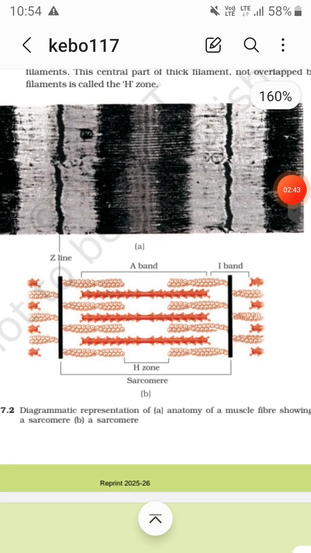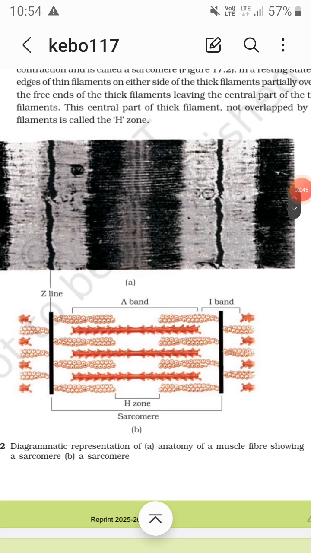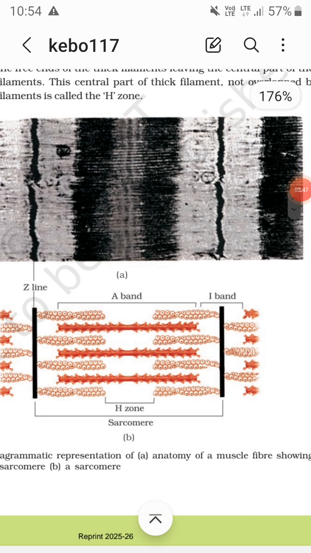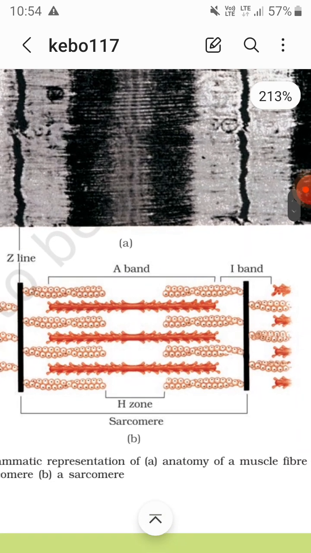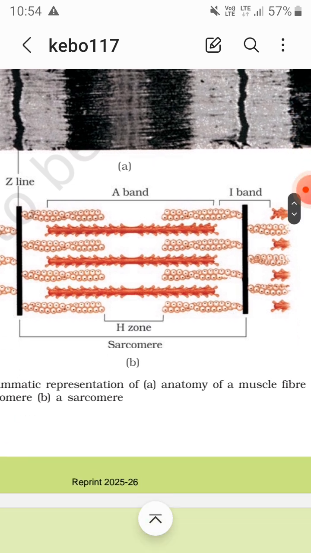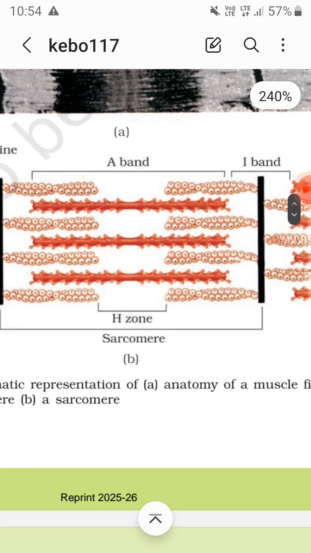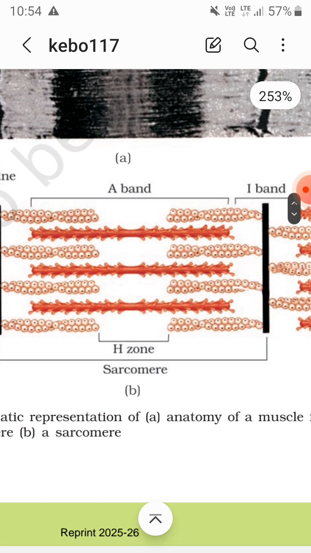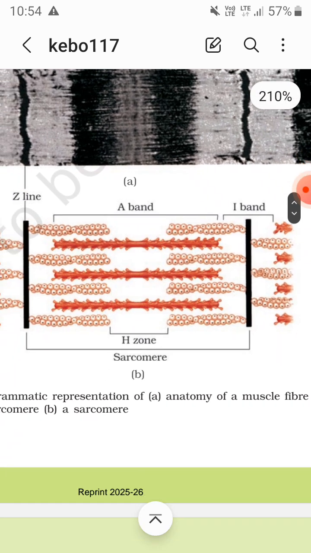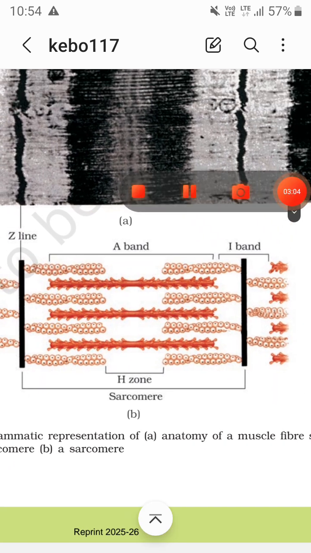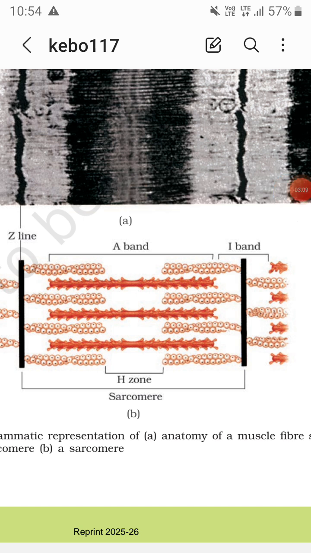See in here, between two Z lines, each has half I bands on either side. Between two Z lines, in the middle it's the A band. Now, the H zone is where myosin is not overlapped by the I band in the sarcomere. So a sarcomere is made up of two half I bands on each side, and in the middle it's the A band, making the H zone.